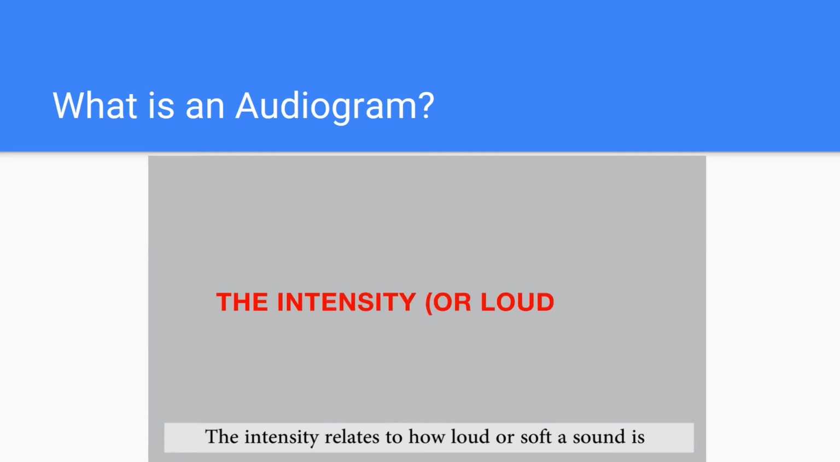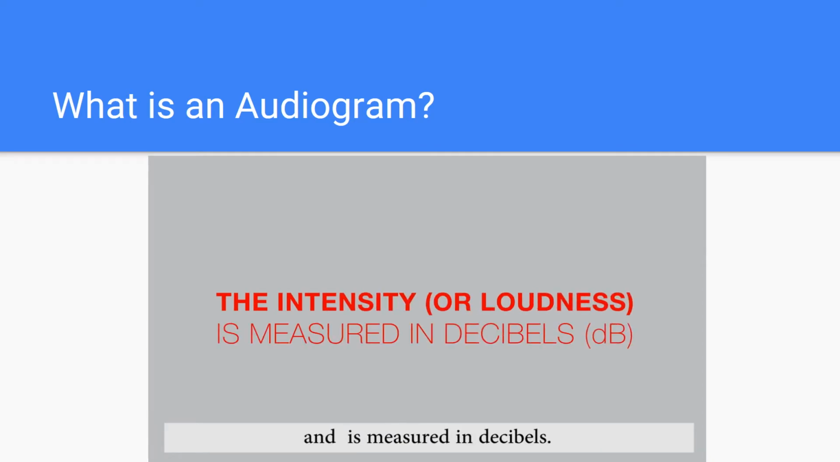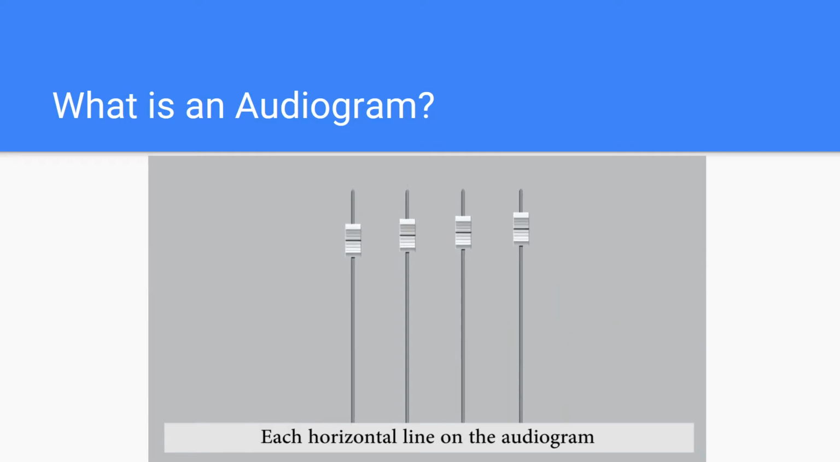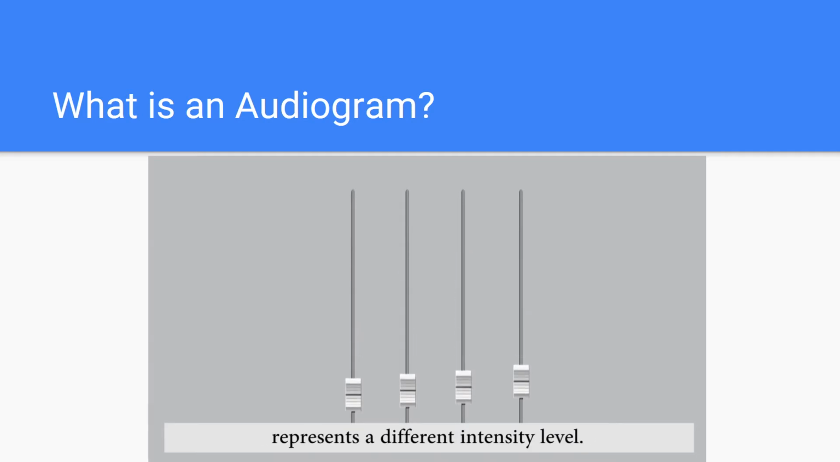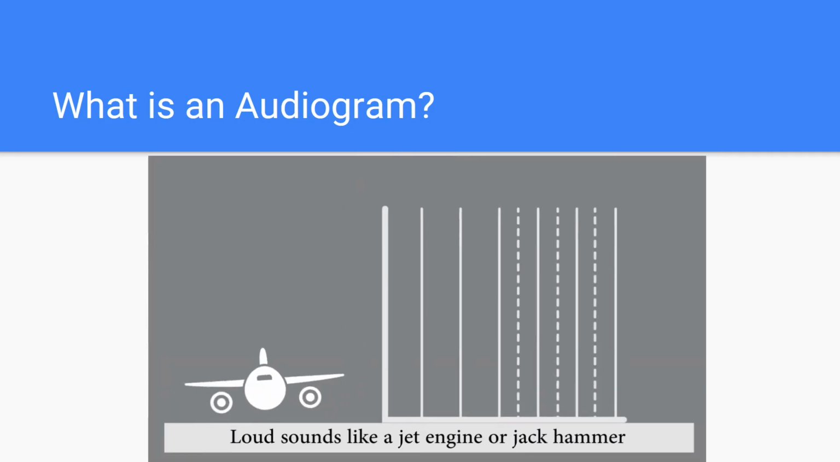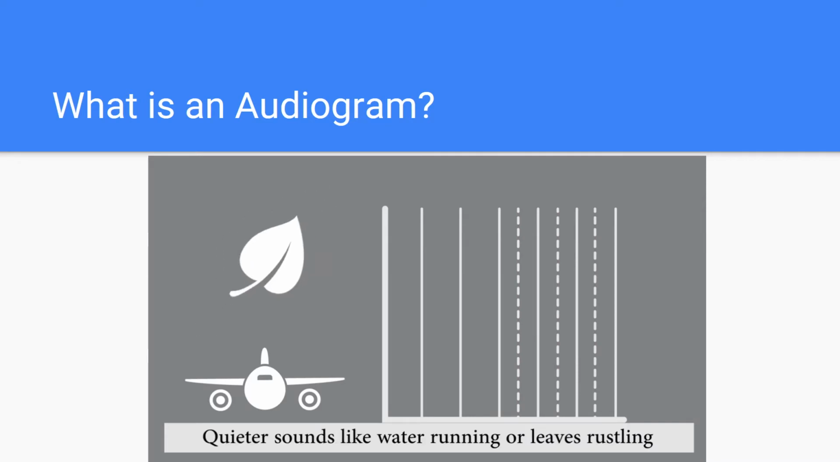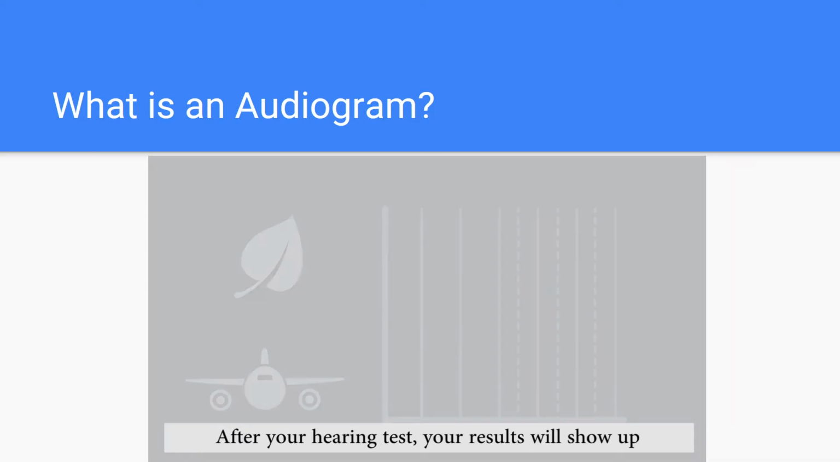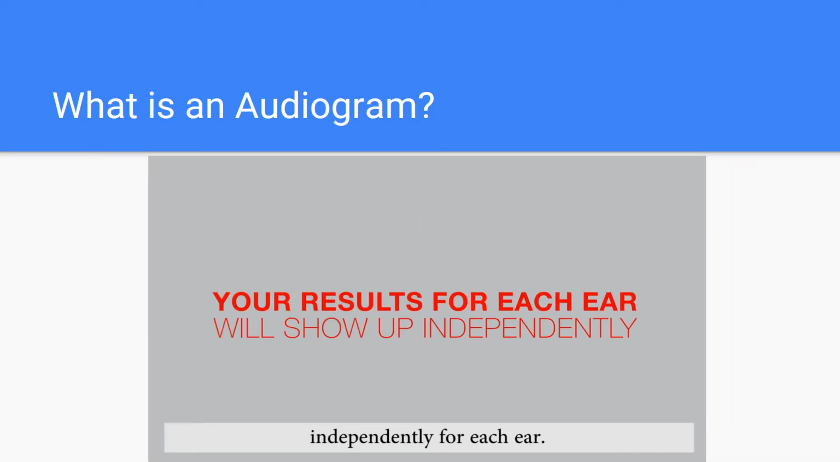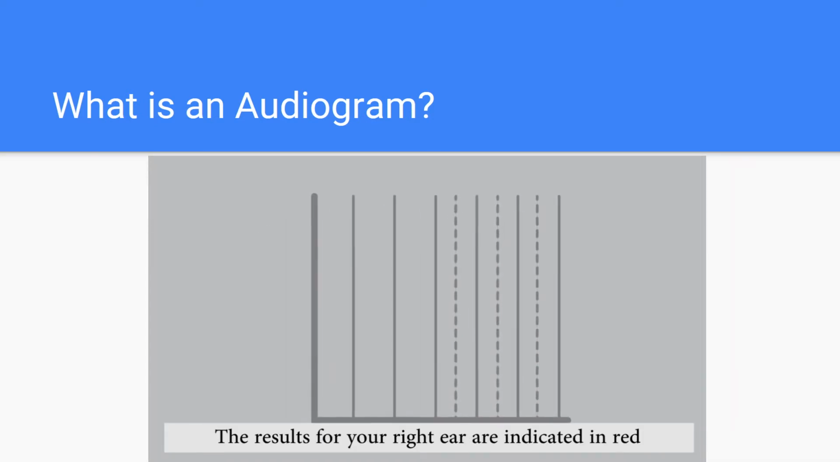The intensity relates to how loud or soft a sound is and is measured in decibels. Each horizontal line on the audiogram represents a different intensity level. Loud sounds like a jet engine or jackhammer will show up at the bottom of the graph. Quieter sounds like running water or leaves rustling will show up at the top. After your hearing test, your results will show up independently for each ear. The results for your right ear are indicated in red, and the left ear are shown in blue.